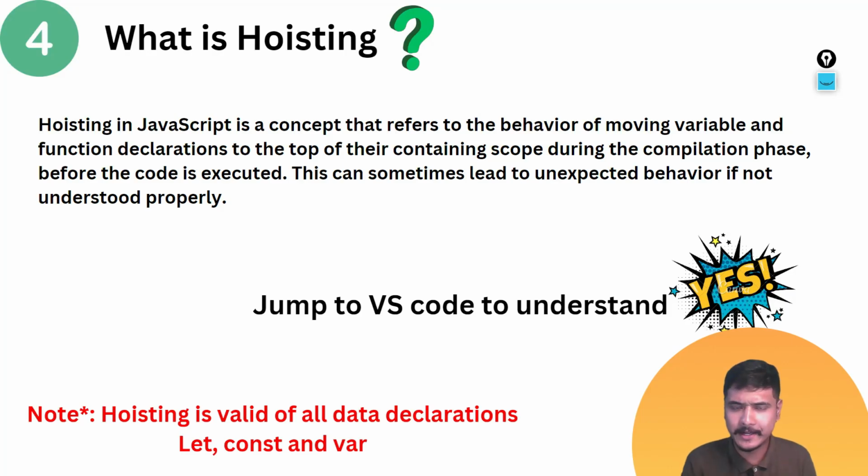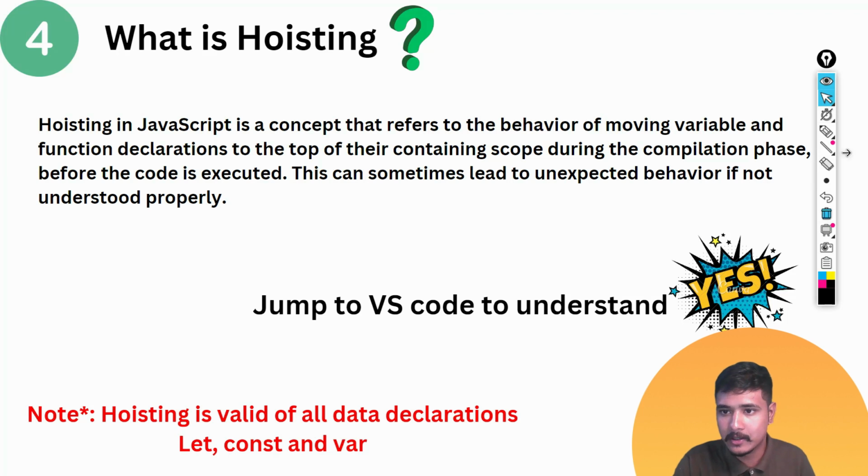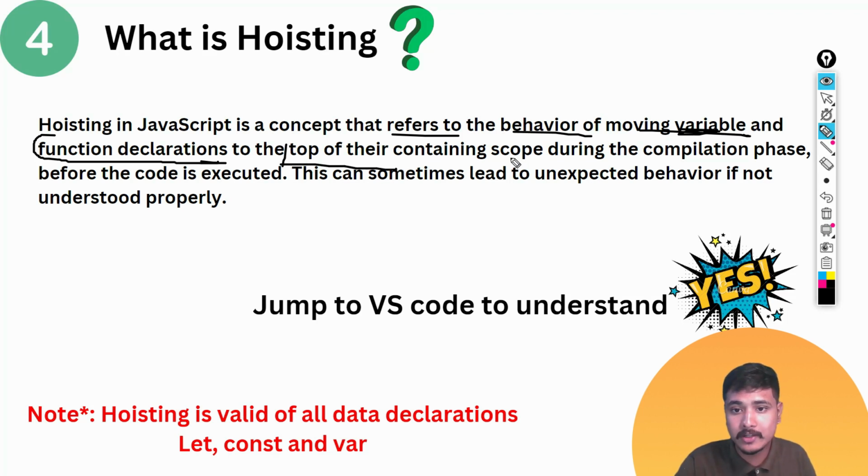So what is hoisting in JavaScript? Hoisting is one of the very important topics in JavaScript, and if you want to become a super good JavaScript developer, you should know this topic. So basically, what is hoisting? Hoisting is nothing but, as it is written over here, the behavior of moving variables and function declarations. Remember, variables and function declarations to the top of the scope.